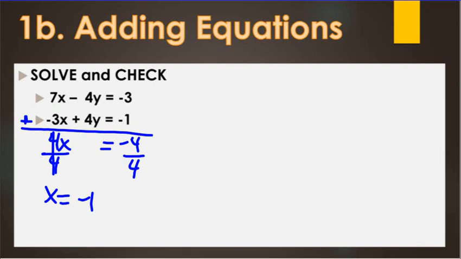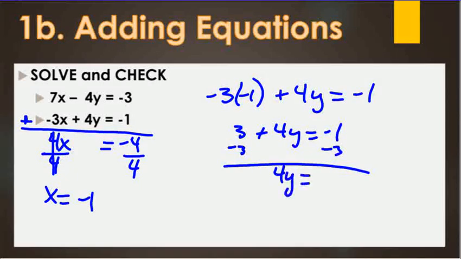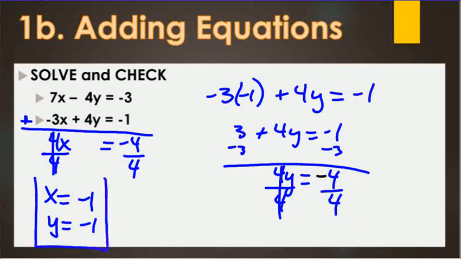Need to substitute. I'm going to use the bottom one. So negative 3 times a negative 1 plus 4y equals negative 1. Now we simplify. Negative 3 times negative 1 is 3 plus 4y equals negative 1. To get 4y by itself, I subtract 3 on both sides. I get 4y equaling a negative 4. To get y completely by itself, I divide by 4. Y also equals a negative 1. So x is negative 1, y is negative 1.